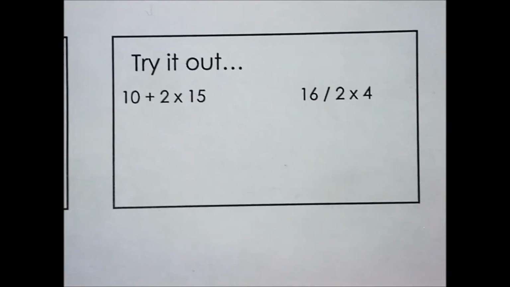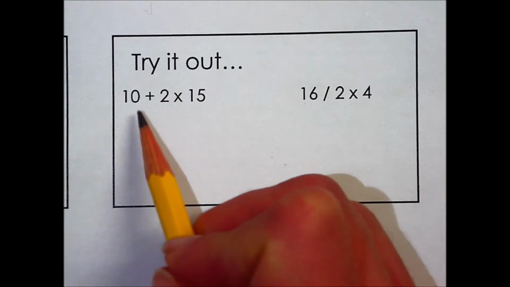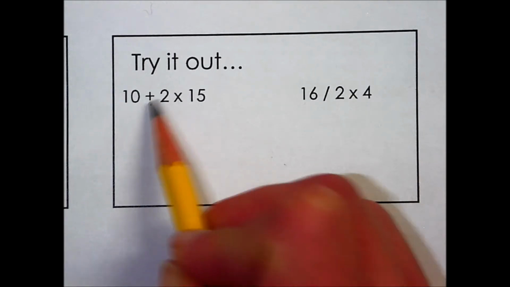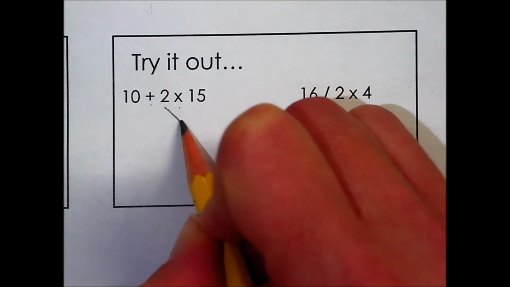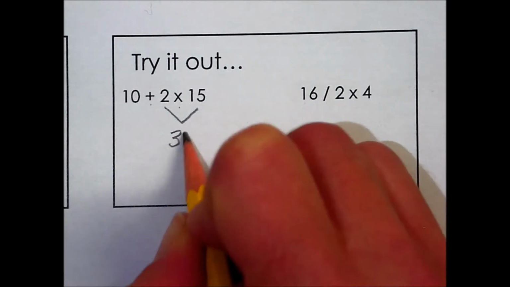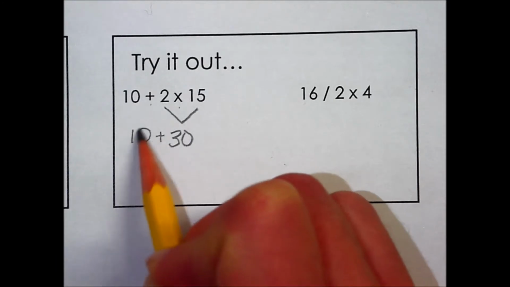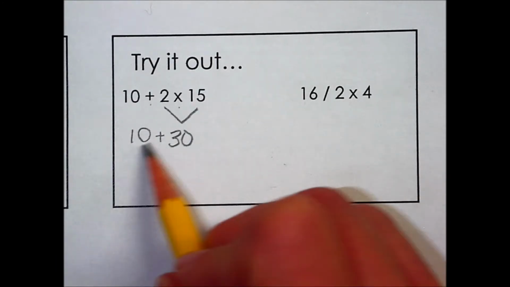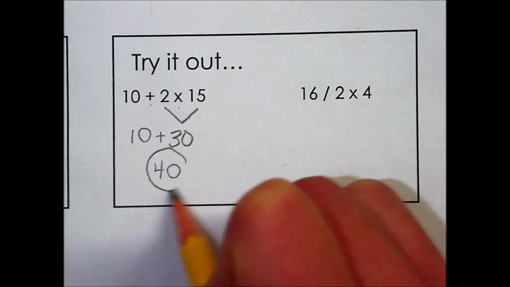Okay, so now pause the video and try out these two problems on your own, and then I'll work them out with you. When we look at the order of operations, we see that we have an addition sign and a multiplication. Multiplication comes first, so that's where we'll start. 2 times 15 is 30. I'll bring down everything else that I didn't use. And now 10 plus 30 is all that's left, which will give me a final answer of 40.